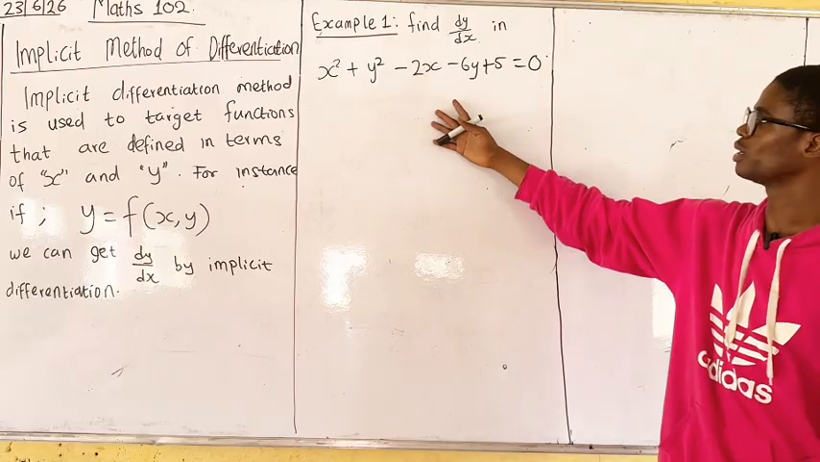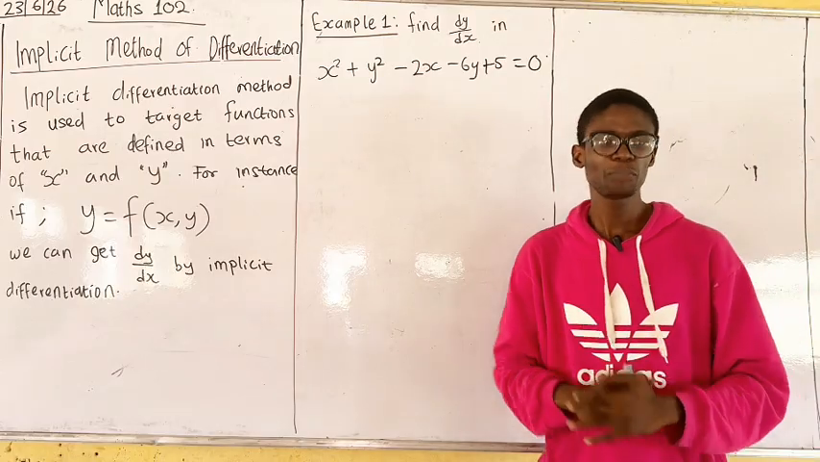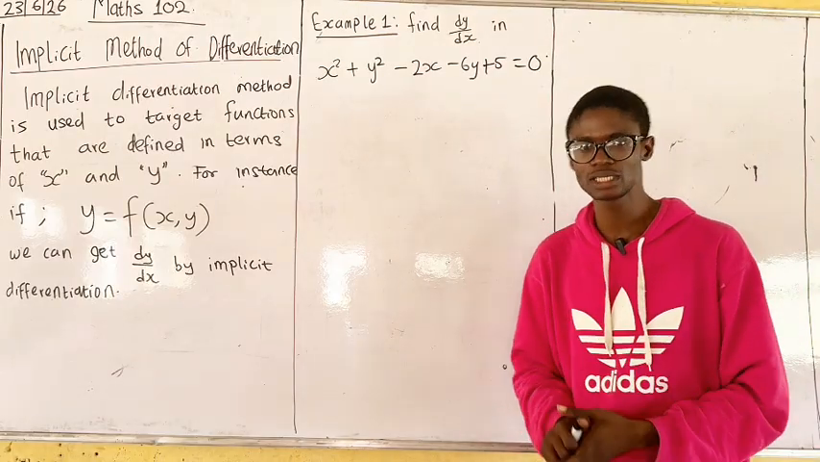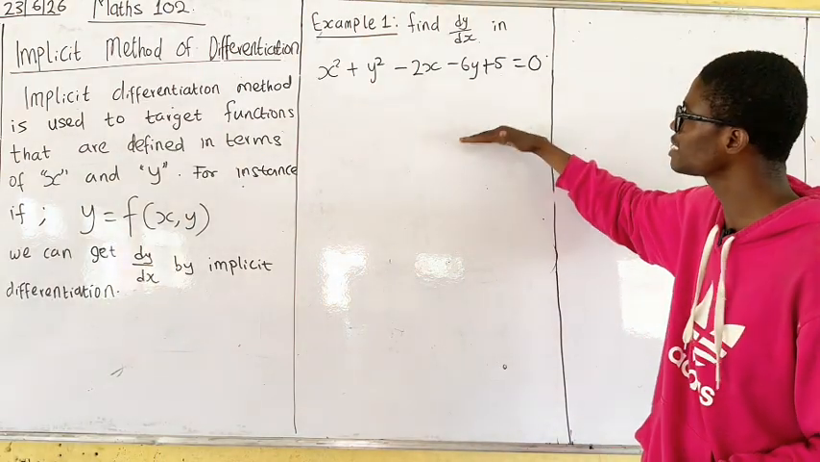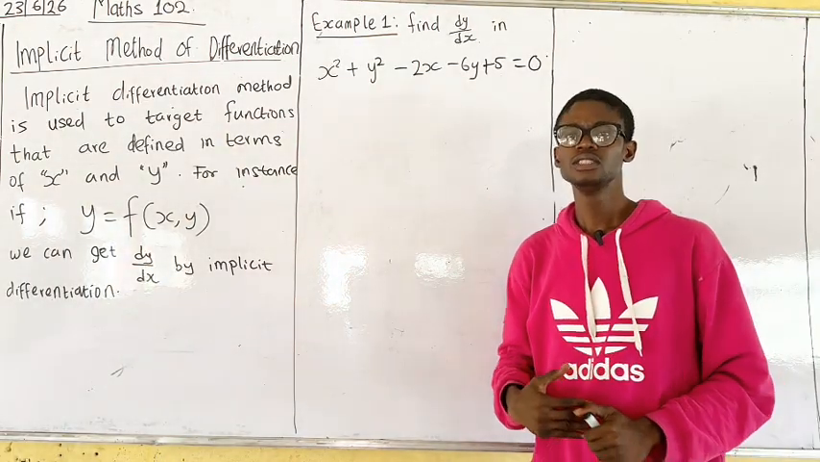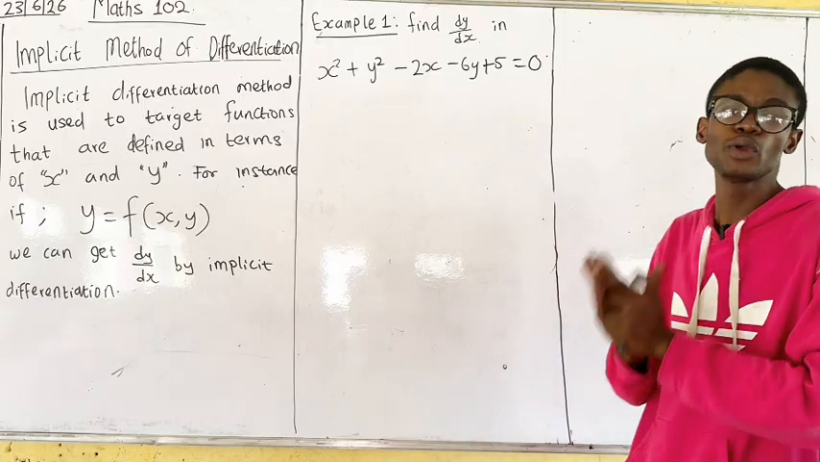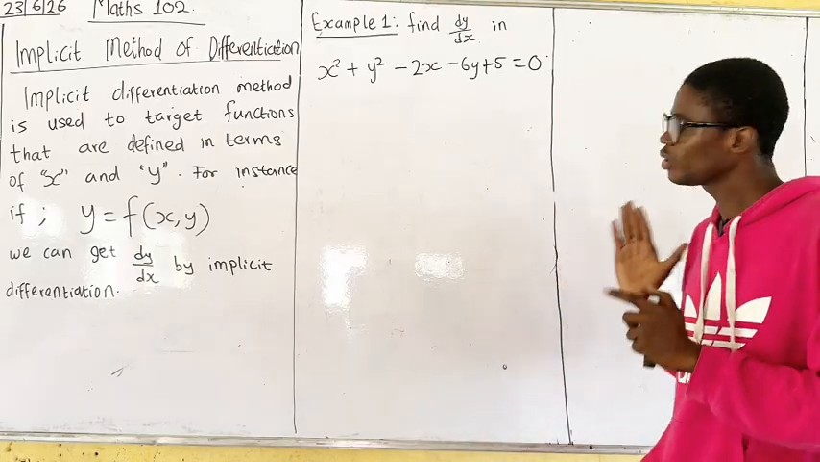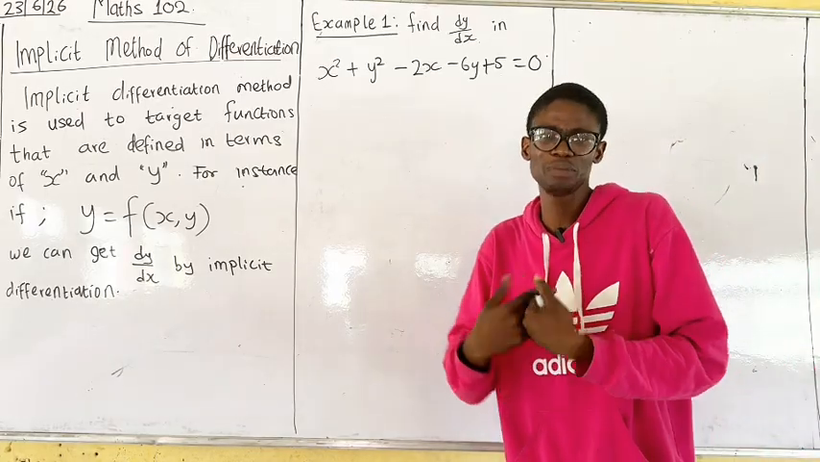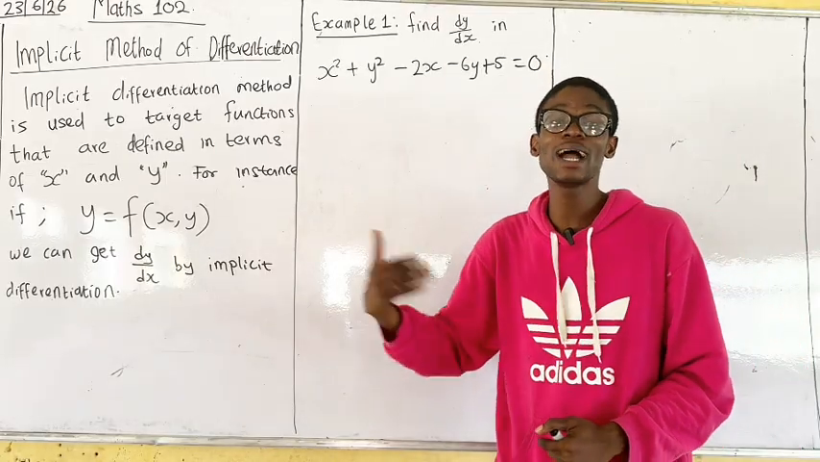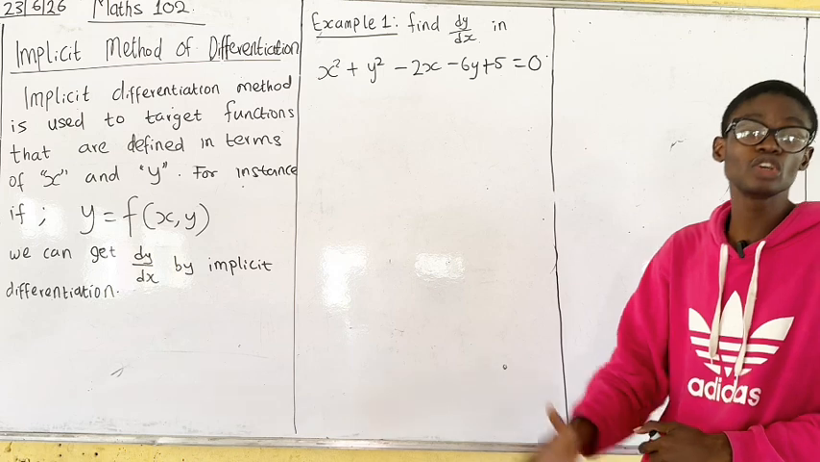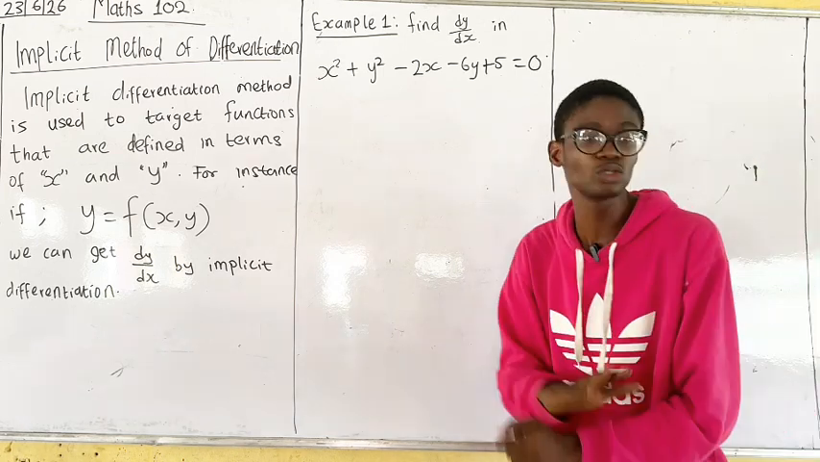So we are here with this question, and this question is purely implicit. Why is it purely implicit? You can't make y the subject of the formula here. You can't express the function in terms of purely x. When we say expressing in terms of purely x, we say you can't make y the subject of the formula, so that everything on the other side will now be x. You can't do that.